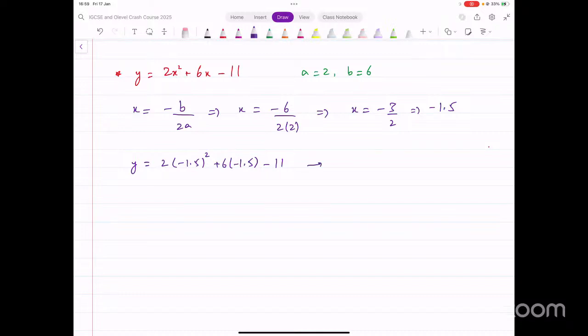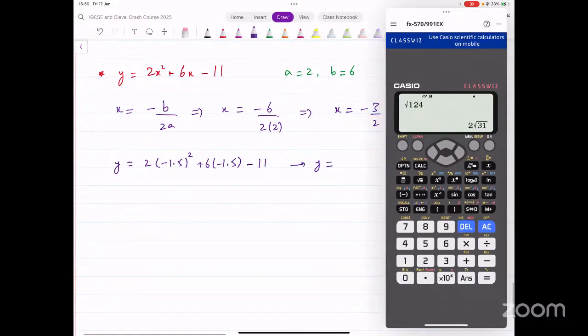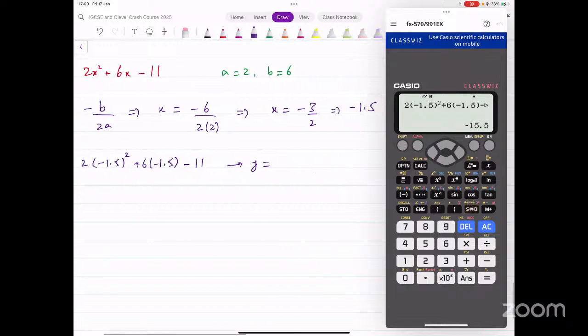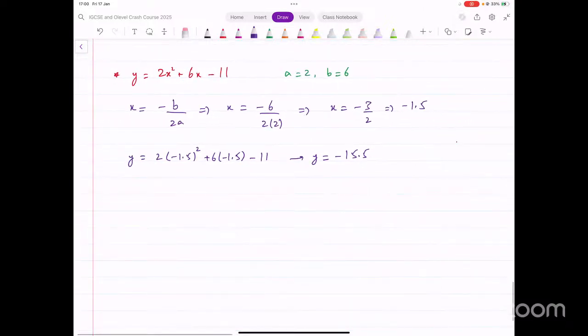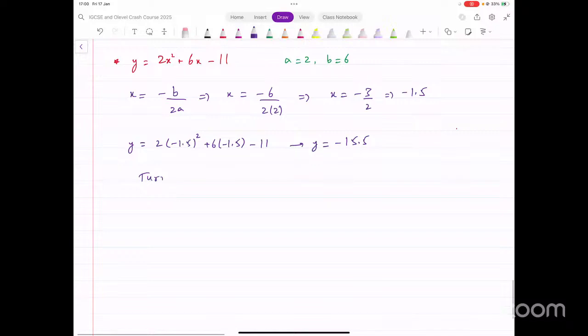Let's see what this turns out to be. 2 into minus 1.5 squared plus 6 times minus 1.5 minus 11. And that is giving me minus 31 over 2 or minus 15.5. That's the corresponding y value that you have. So that means the turning point of this function is minus 1.5 and minus 15.5.